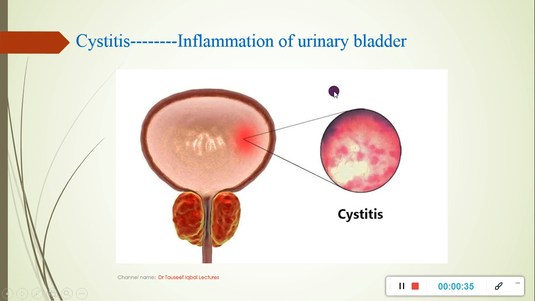So first one is cystitis. So if there is inflammation of urinary bladder, we call it cystitis. So this is basically inflammation inside urinary bladder. And this is basically the simplest and shortest definition.